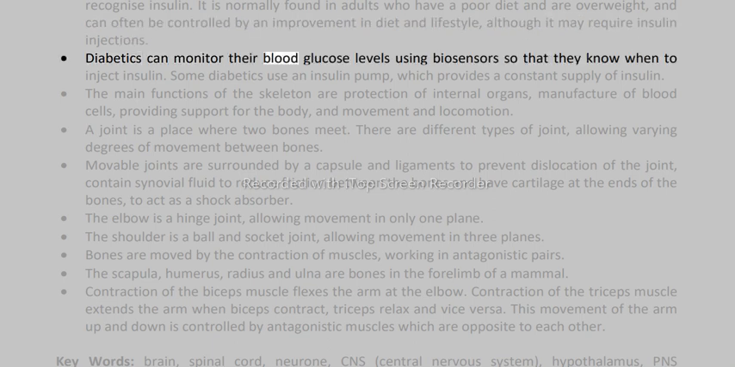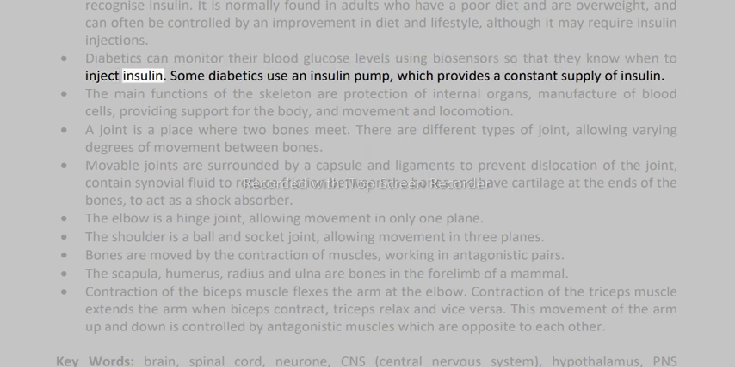Diabetics can monitor their blood glucose levels using biosensors so that they know when to inject insulin. Some diabetics use an insulin pump, which provides a constant supply of insulin.